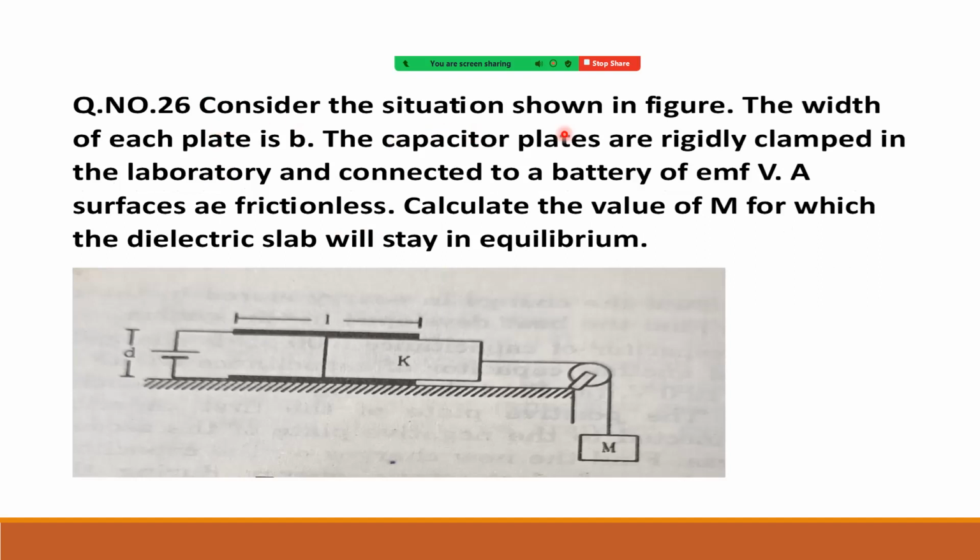Consider the situation shown in the figure. The width of each plate is b. The capacitor plates are rigidly clamped in the laboratory and connected to a battery of EMF V. This is the battery. All surfaces are frictionless. Calculate the value of M for which the dielectric slab will stay in equilibrium. So this is just connecting with the previous problem.